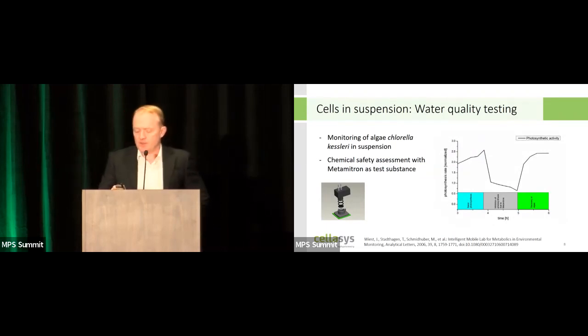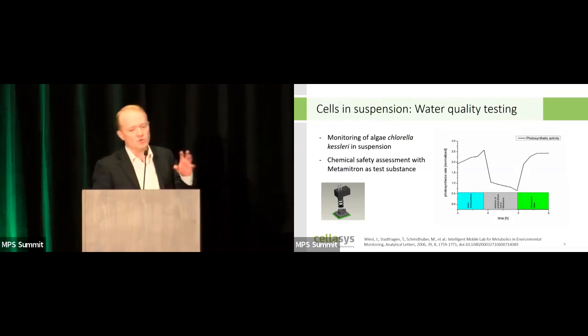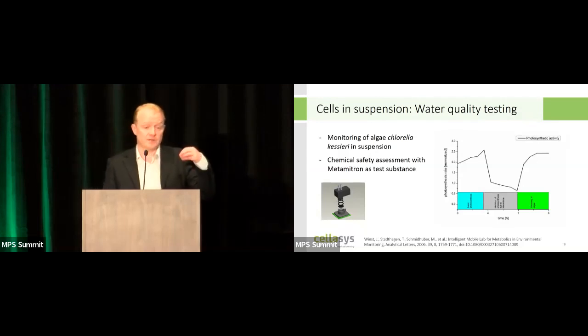So that's an example where we used cells in suspension. I do not want to go too much into detail here. The main point is that we can use a cellular model with cells which are available in suspension. Here we built a connector to our biochip where we just have a cellulose membrane, so that we could fix algae. In that case, we used algae as an example for water quality testing.